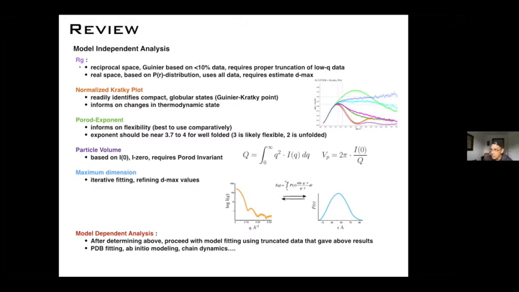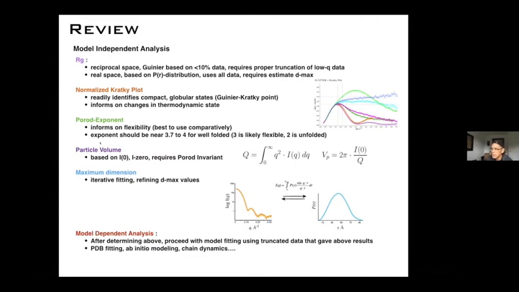Once you have your Rg and I0 determined, you can look at what's called a normalized Kratky plot, which readily identifies compact globular states. We have this little crosshair here, if you remember, at the square root of 3, 1.1. This is a convenient way to visually assess your thermodynamic state. We also had the Porod exponent. This is a quantitative measure of flexibility, but it's best used comparatively, like if you're adding a ligand or taking something away. The exponent should be near 3.7 to 4 for something that's well folded, 3 is likely flexible, and an exponent of 2 is unfolded.